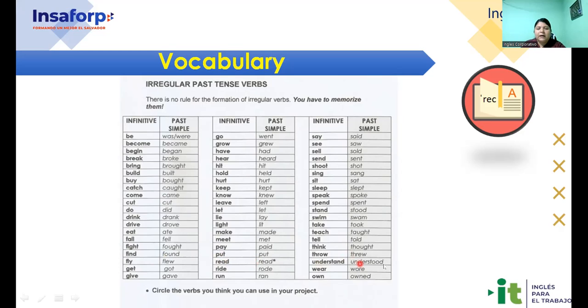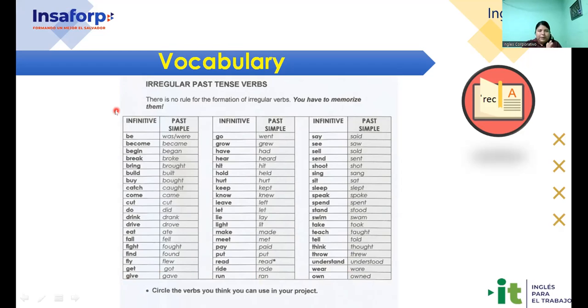Understand, understood, right? Get, got; write, wrote; wear, wore. I wore a jacket and, let's say, the blue t-shirt, for example. Give, gave; run, ran; own, owned.